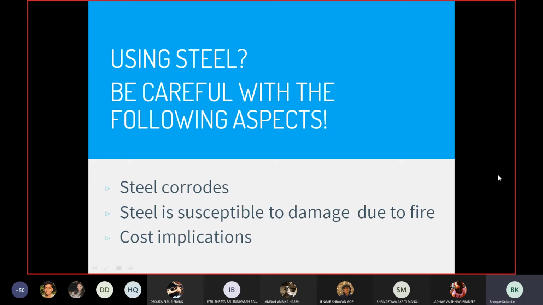Some of them being, if you're using steel, how much are you really saving on space? Because with steel you can go for lighter sections, therefore there's an increase in the effective floor area that you can use. So what is the cost of the floor area that you are saving? Does that cost make up for the extra amount of money that you're going to put in erecting a steel structure?